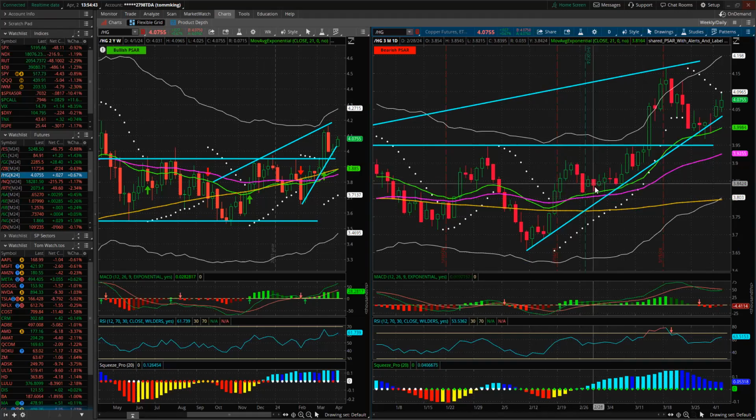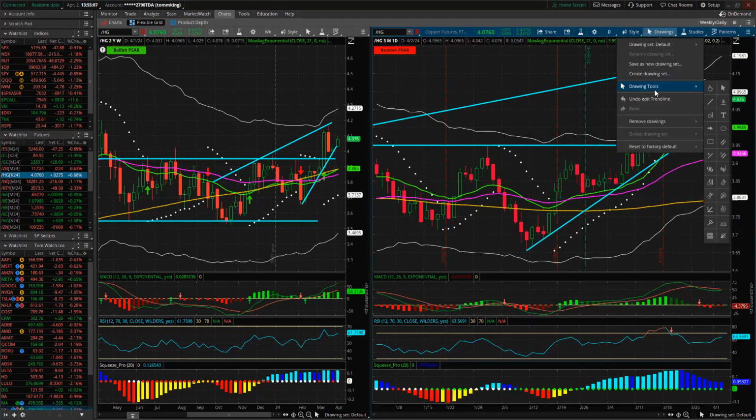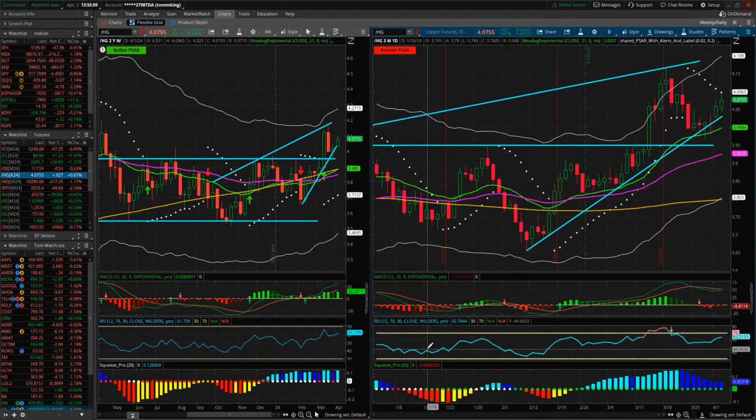But right now, you're just bouncing off of this 21. Here's a perfect hammer right here. So great, a bit of a doji, hammer, doji, so indecision, and then boom, it's off to the races. We could be off to the races now on copper to the upside. I'm watching MACD rising. I'm watching RSI rising. I'm watching them both rise on the weekly chart here.